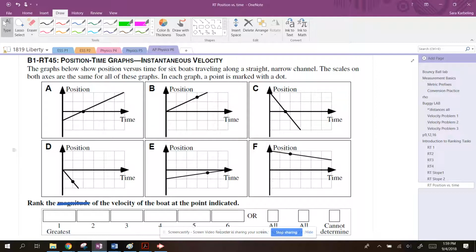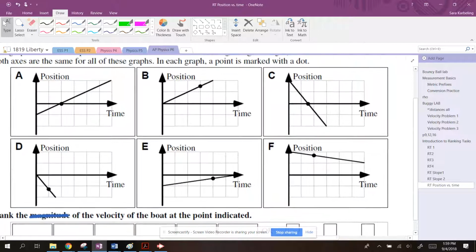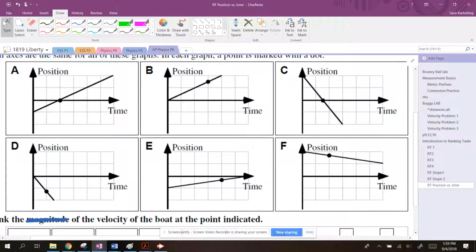I'm going to zoom this in a little bit so that these are easier to see, because it's kind of hard, especially way in the back. So these are position versus time graphs. Hopefully when you had your buggies, you were making position versus time graphs, right? I hope. That was my intention with you. Absolutely feel free to talk to each other. Talk this one out. See if you can figure it out.